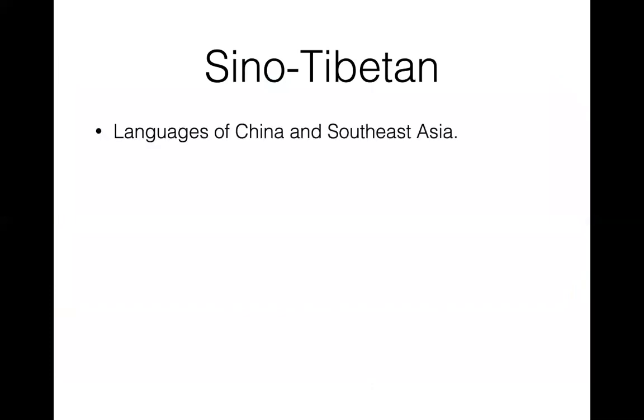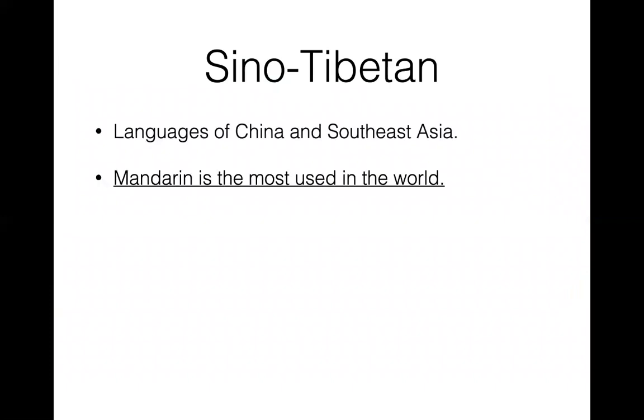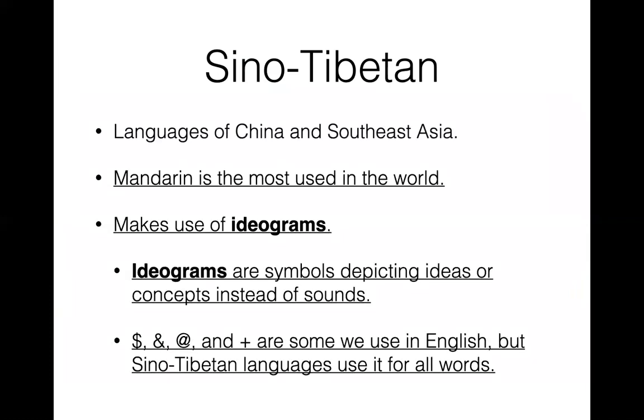Then we have the Sino-Tibetan family. These are languages of China, largely, right? Mandarin is the most used language in the world. But one interesting thing about this is they use something called ideograms. Ideograms are symbols that instead of making sound, like most of our symbols in English do, right? A is A, B is B, right? We instead, with ideograms, use symbols to denote meaning. So it's like a picture of something rather than a sound. We link together sounds to create a word, but in Mandarin and many other Asian languages especially, these symbols instead are words.